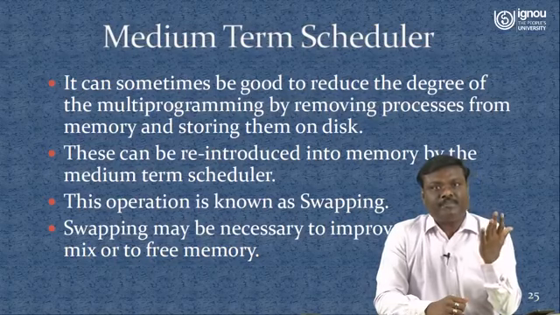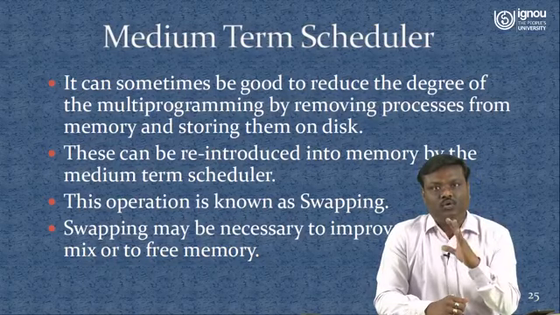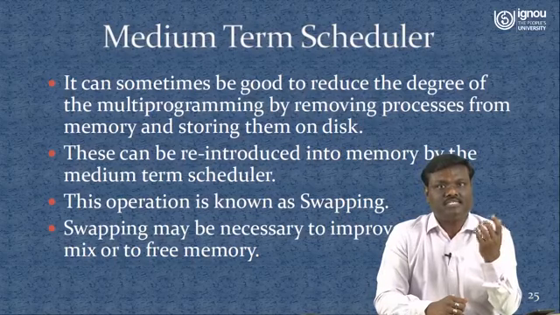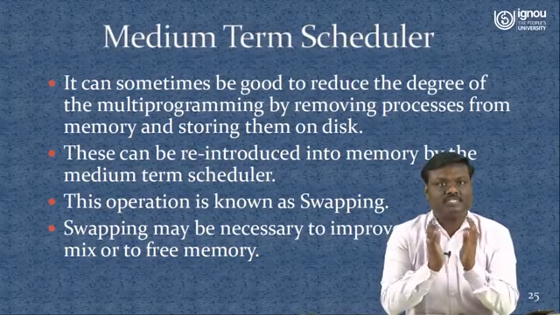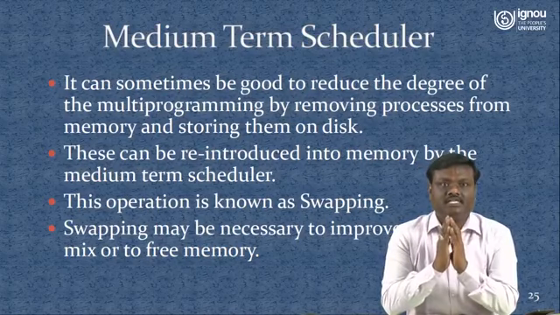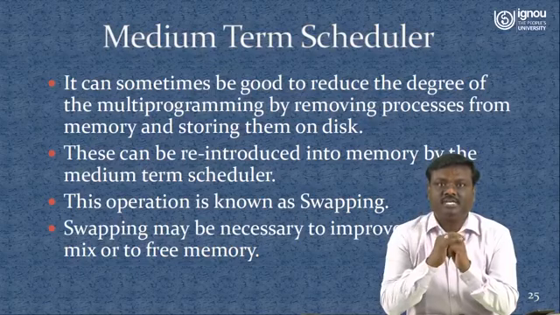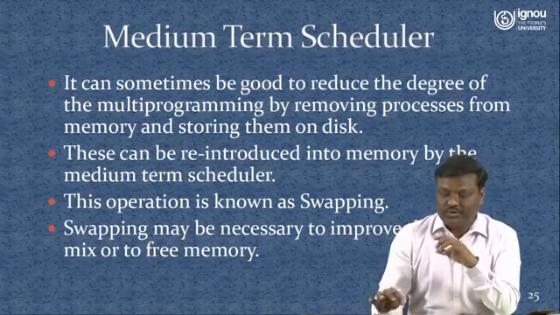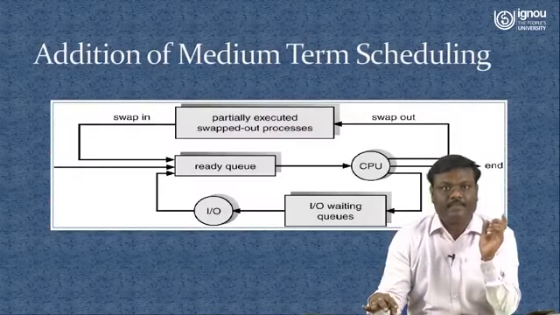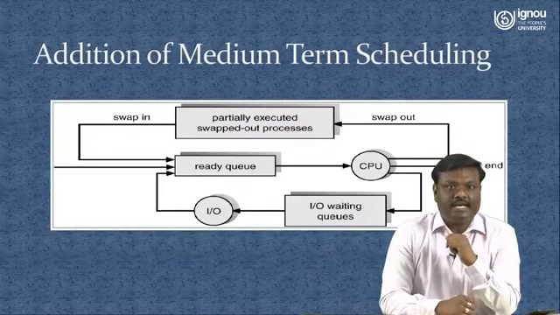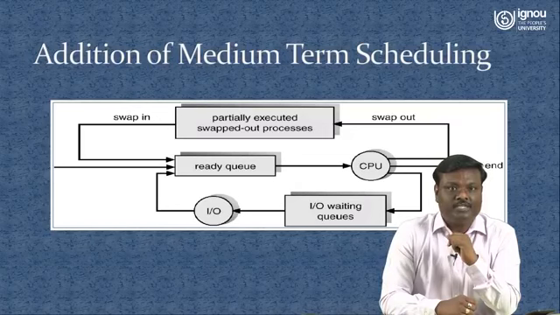This process of moving them onto the disk is called swapping out, and taking them back from the disk to the RAM is called swapping in. The whole process is called swapping, where in is getting them inside the RAM, and out is throwing the processes from the RAM to the hard disk. So you can see here the job of the medium term scheduler.